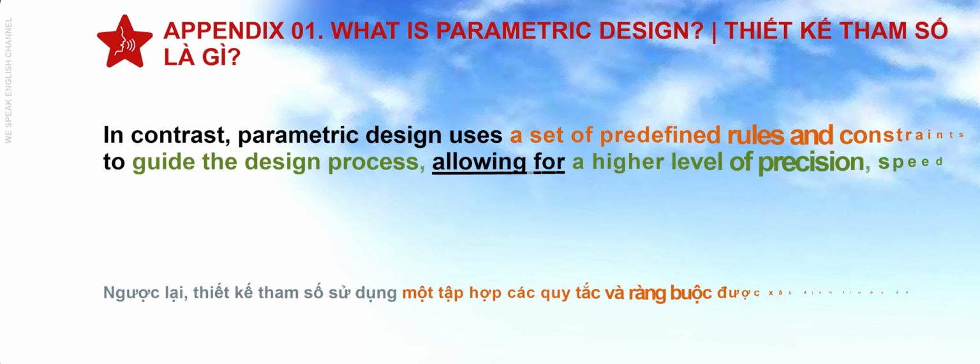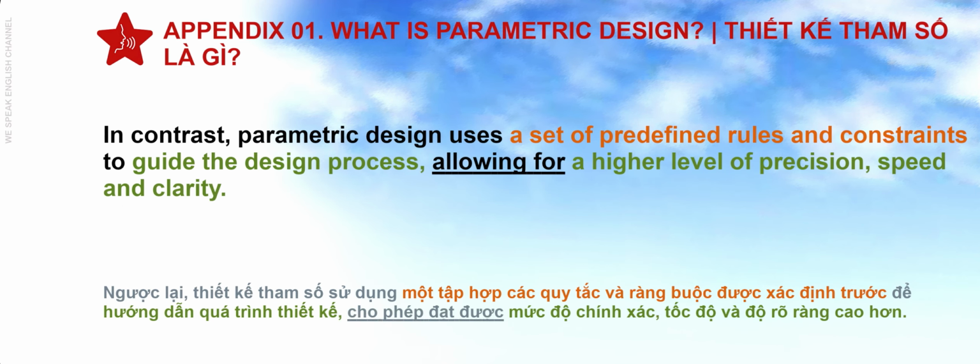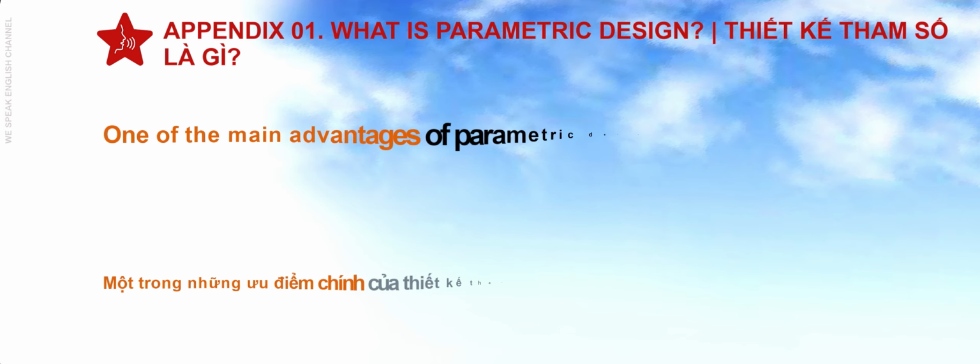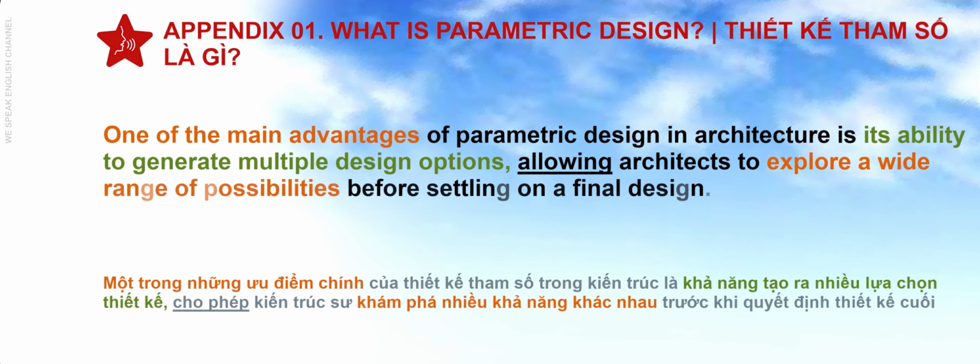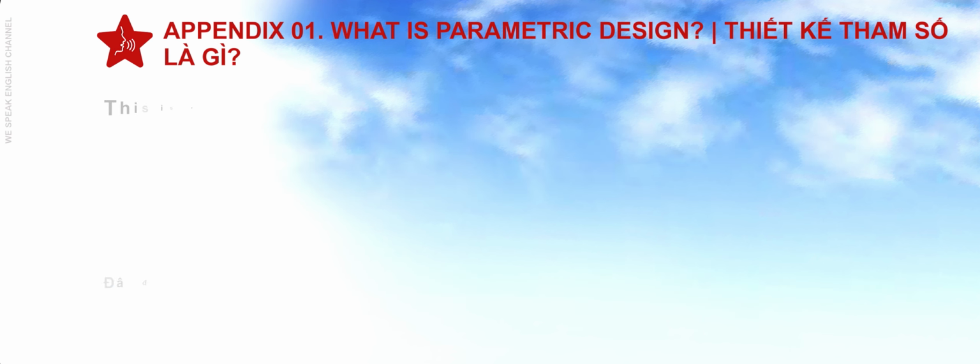In contrast, parametric design uses a set of predefined rules and constraints to guide the design process, allowing for a higher level of precision, speed, and clarity. One of the main advantages of parametric design in architecture is its ability to generate multiple design options, allowing architects to explore a wide range of possibilities before settling on a final design.